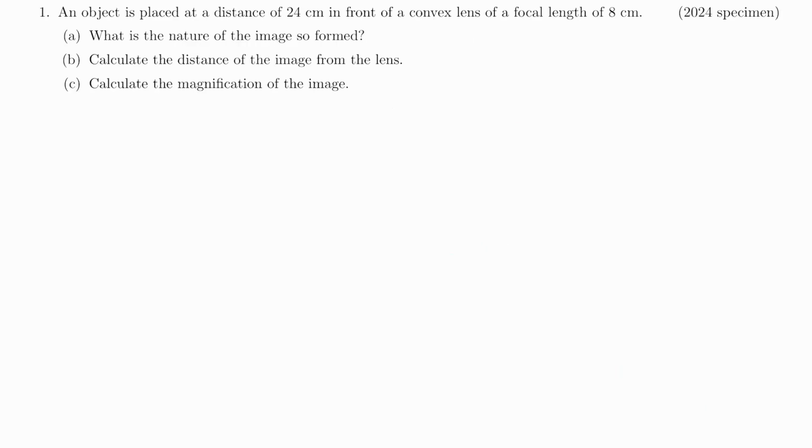So let's try some questions based on lens formula. An object is placed at a distance of 24 cm. Since it is an object, u is equal to minus 24 cm. The convex lens has a focal length of 8 cm.